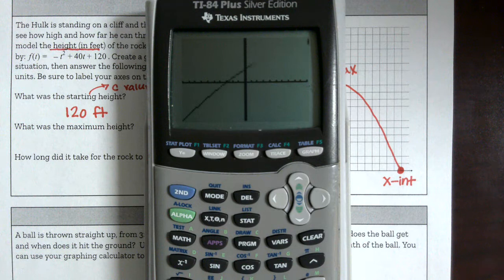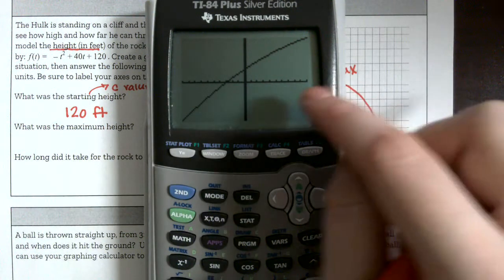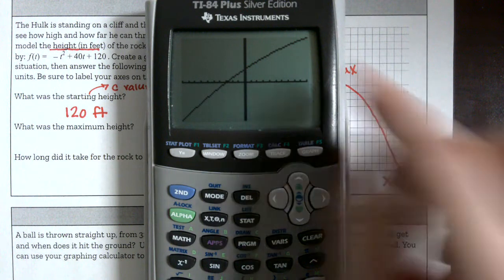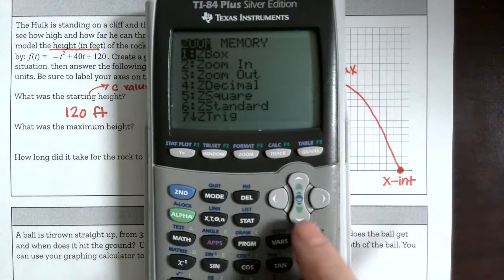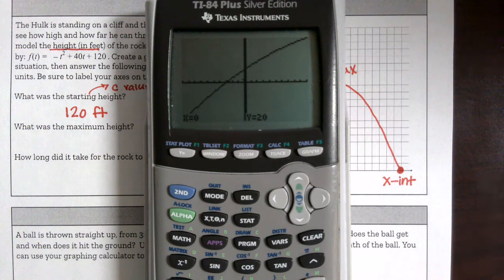And what it's trying to do is fit the parabola into this little window. Now it did something, but it didn't do a great job. I still can't see my maximum point or my x-intercept over here, so it's not doing great. So I need to zoom out. I'm going to go to zoom again, and I'm going to zoom out. When you zoom in or out, you have to hit enter twice. So I'm going to hit enter once, and then I'm going to hit enter again.